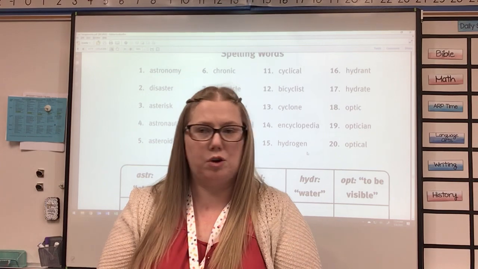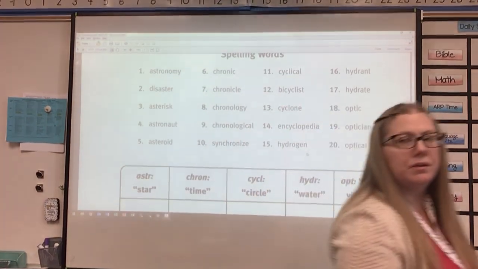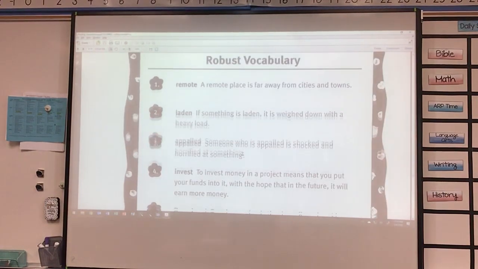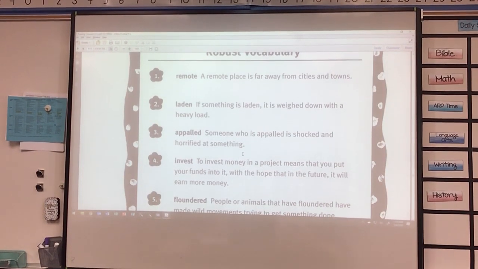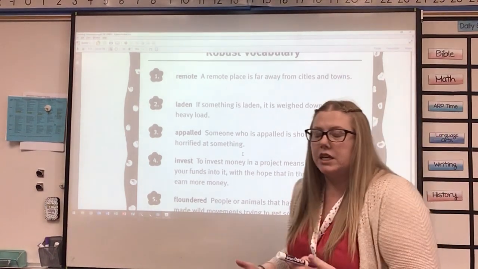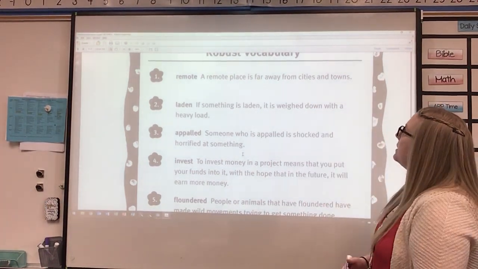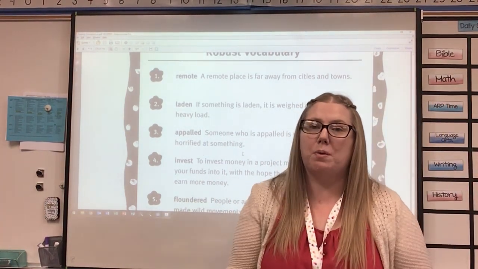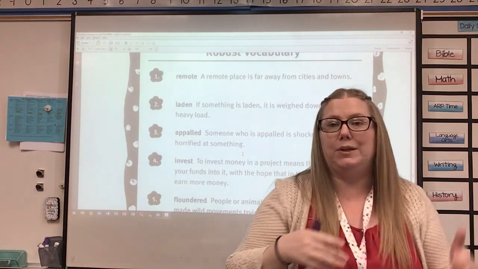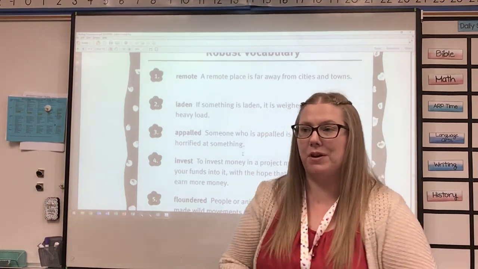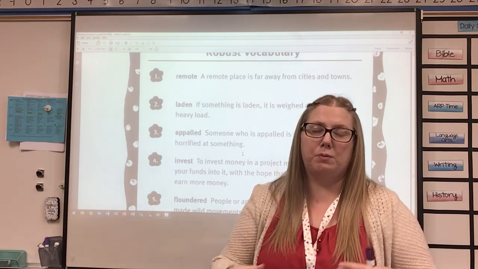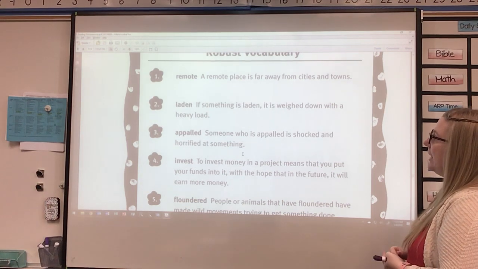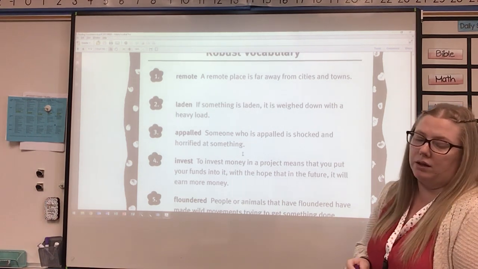Moving on, I'm going to review your vocabulary words. All right. Remote: a remote place is far away from cities and towns. I think we can think about Alaska as a very remote place, or even Hawaii. There are parts of Hawaii that are remote, even parts of California that are hard to get to, far away from cities and towns. Okay, laden: weighted down with a heavy load.